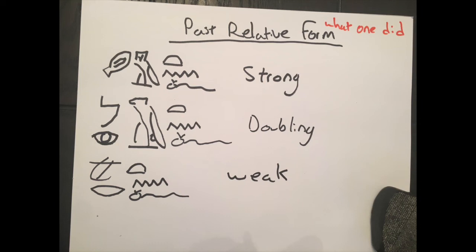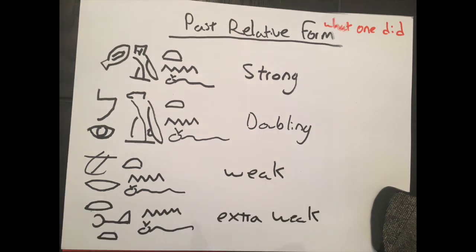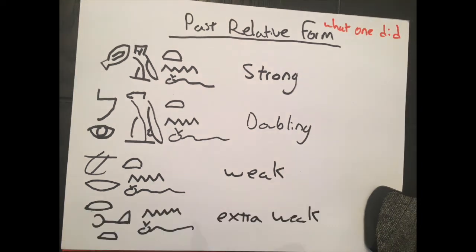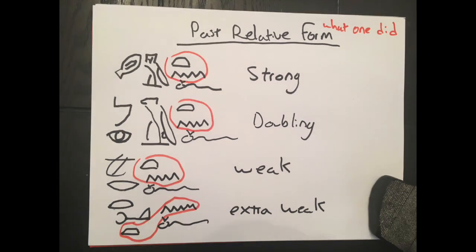Now we have the same thing. Weak verbs, we are not doubling. We are just adding the T, which is the same as the participle, and then the N for ED, the past, just like the past tense. Same thing with extra weak, but the one extra addition for extra weak is just like with the participle, it gets an extra R, so a raw D for to do.